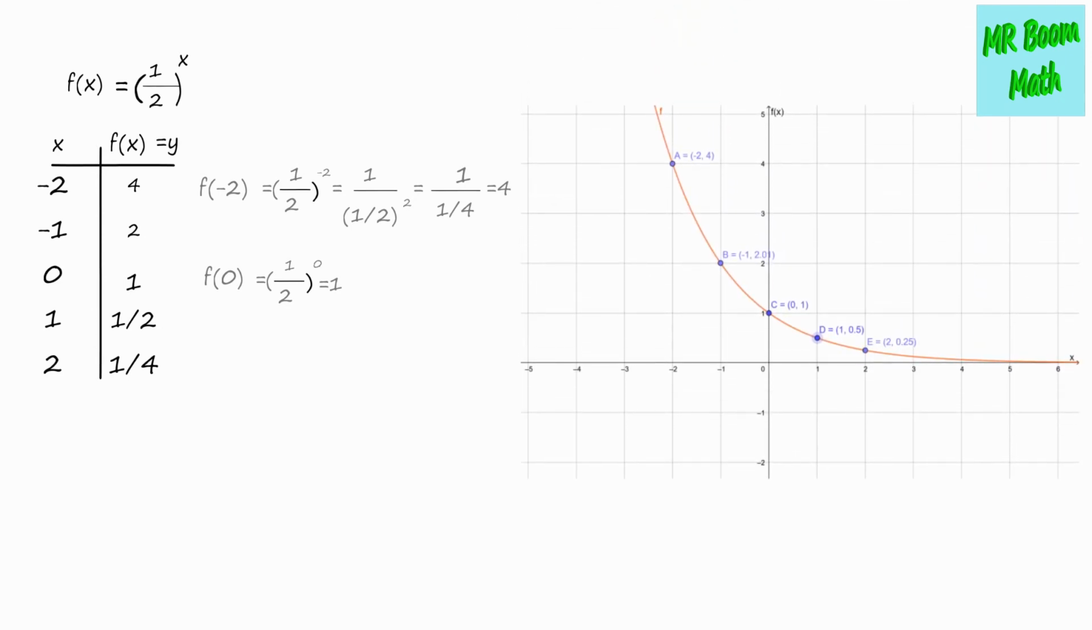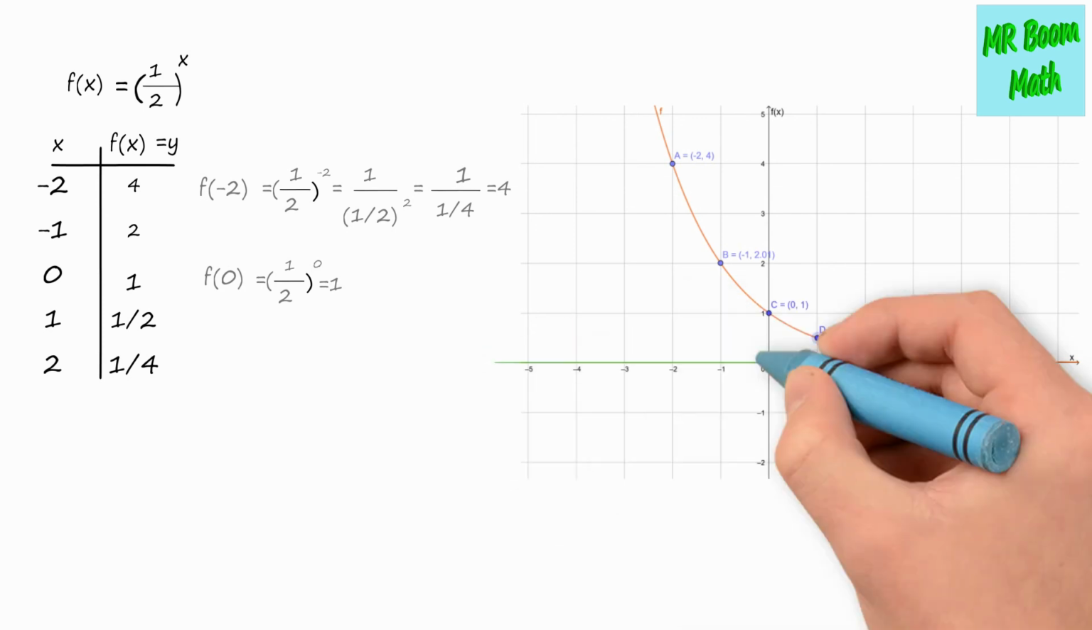Let's graph this, and my graph will look something like that. Notice as we keep going in the positive direction, we are getting a fraction that is getting smaller and smaller. So our y value is getting closer and closer to 0. It will never reach 0. That makes the x-axis an asymptote.